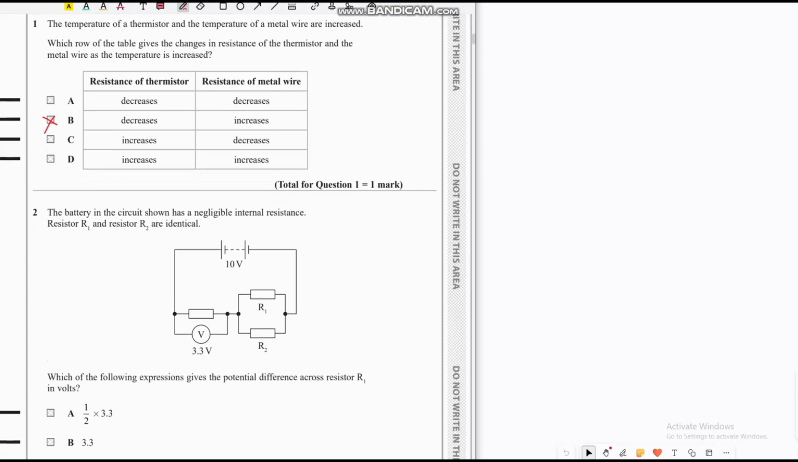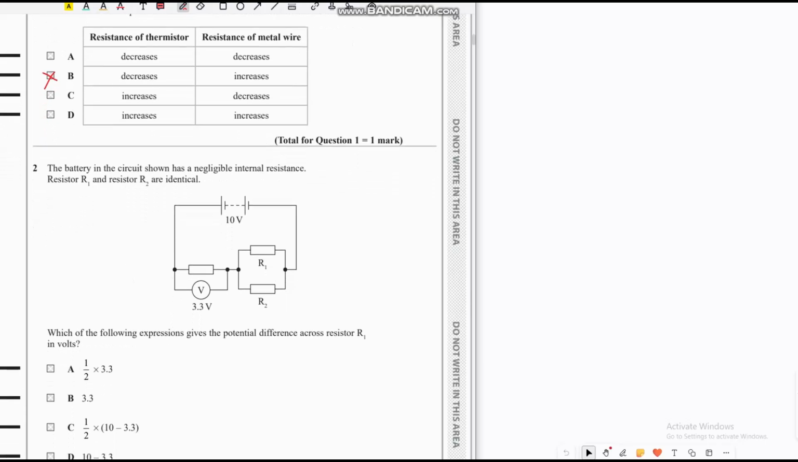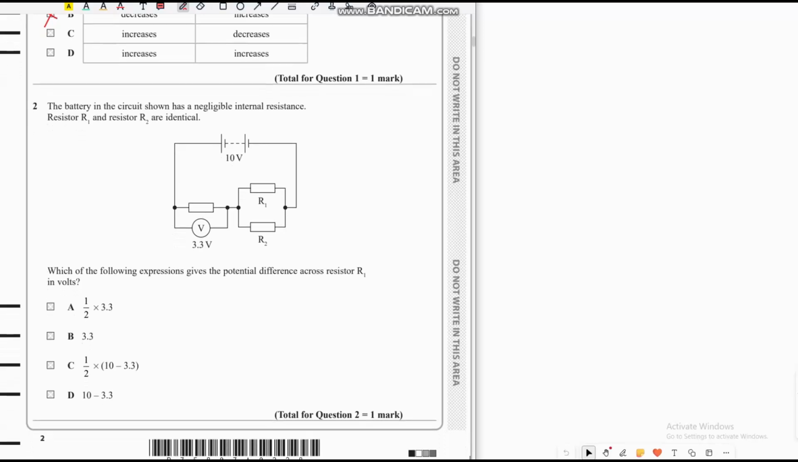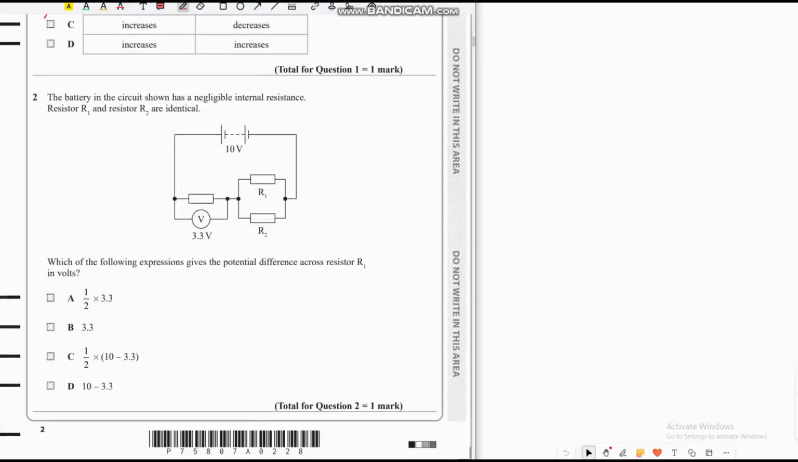The battery of the circuit has negligible internal resistance. Resistor R1 and resistor R2 are identical. Whatever it is, R1 and the 3.3 volt resistor are connected in series. So the voltage across this has to be 10 minus 3.3. I'll write it on the other screen so that you would understand better. 10 minus 3.3, which is the answer.